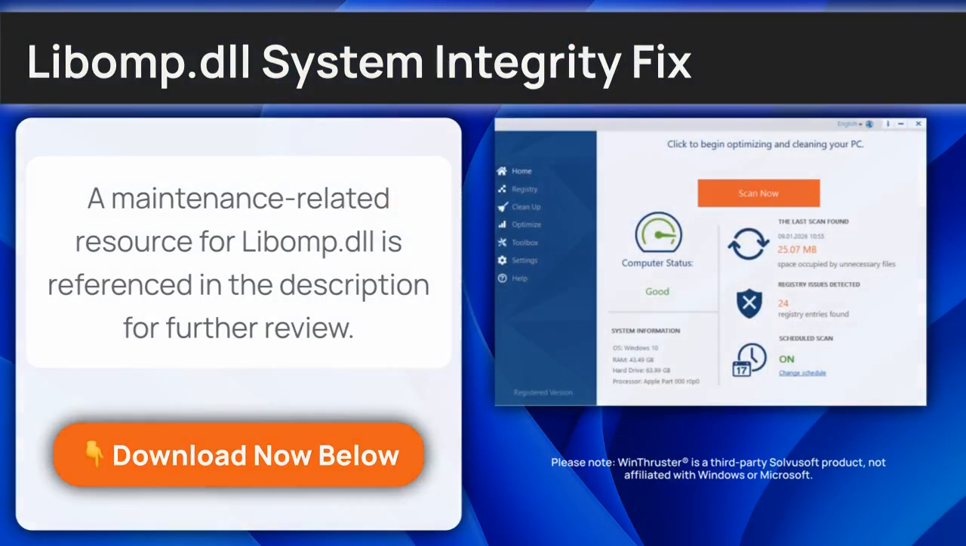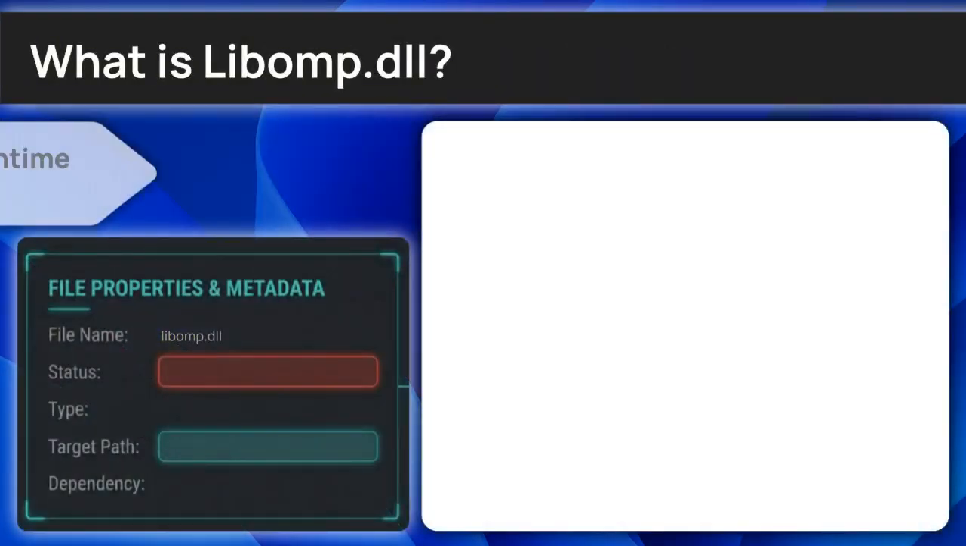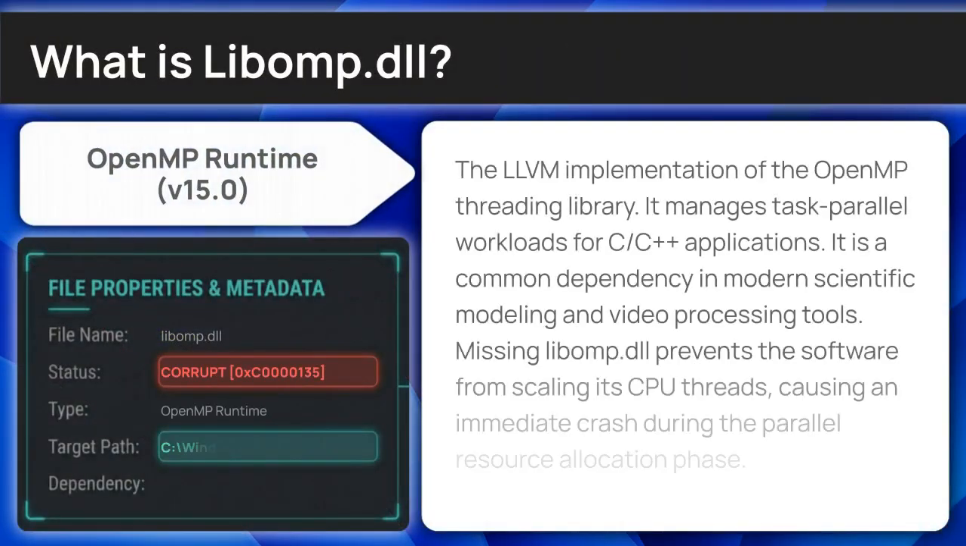This is the Libomp Parallel Library, the LLVM implementation of the OpenMP threading library. It manages task parallel workloads for C and C++ applications. It is a common dependency in modern scientific modeling and video processing tools. Missing Libomp.dll prevents the software from scaling its CPU threads, causing an immediate crash during the parallel resource allocation phase. Understanding the file's role is a great start.